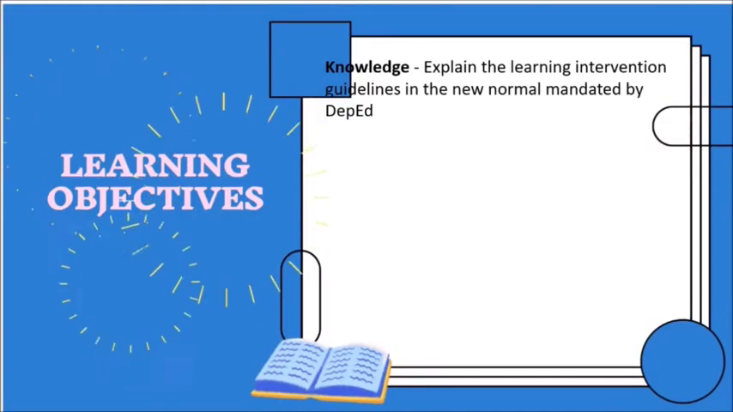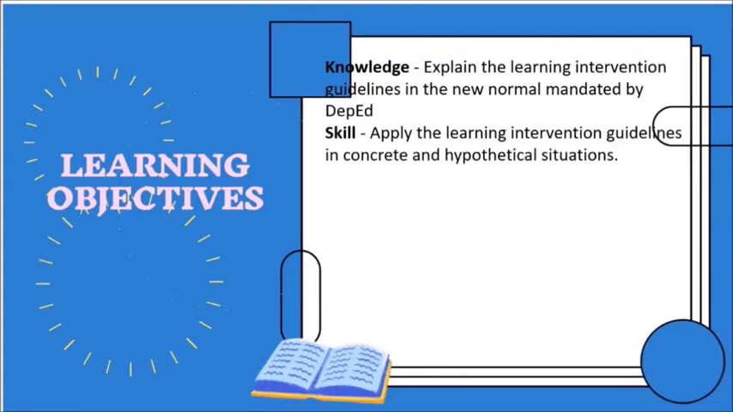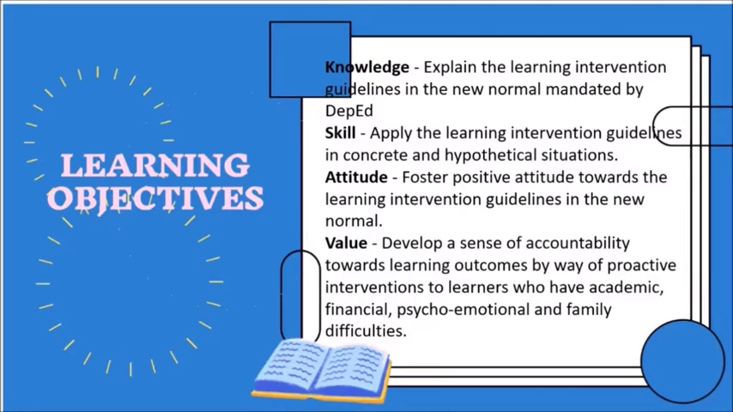Number 1. Explain the learning intervention guidelines in the new normal mandated by DepEd. Number 2. Apply the learning intervention guidelines in concrete and hypothetical situations. Number 3. Foster positive attitude towards the learning intervention guidelines in the new normal. And the last one is develop a sense of accountability towards learning outcomes by way of proactive interventions to learners who have academic, financial, psycho-emotional, and family difficulties.